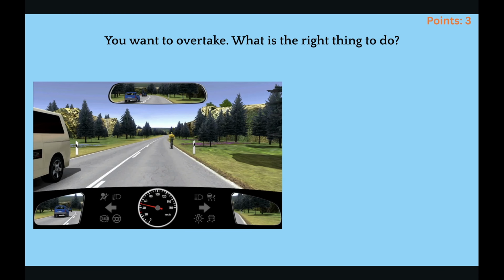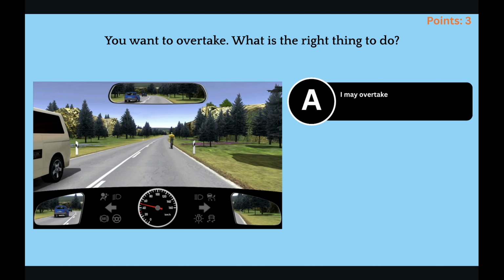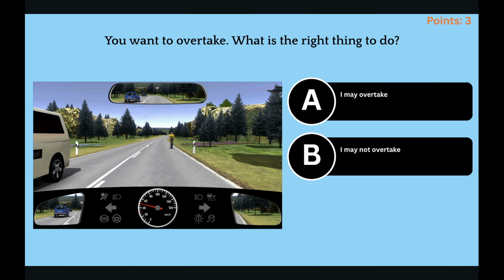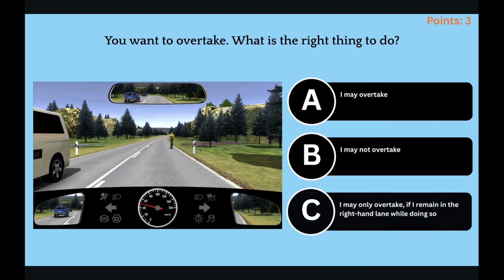You want to overtake. What is the right thing to do? A. I may overtake. B. I may not overtake. C. I may only overtake if I remain in the right-hand lane while doing so.